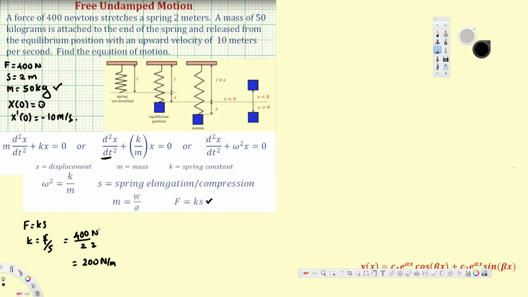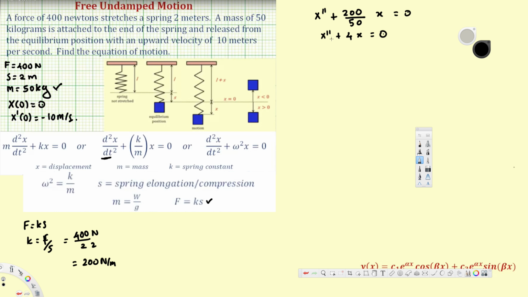Now we have the spring constant and the mass, so we can go ahead and write our second order differential equation. So x double prime plus k over m, K is the spring constant, that is 200, divided by the mass, 50 kilogram, times x is equal to 0. And if you simplify this one, this is going to be x double prime plus 4x is equal to 0.